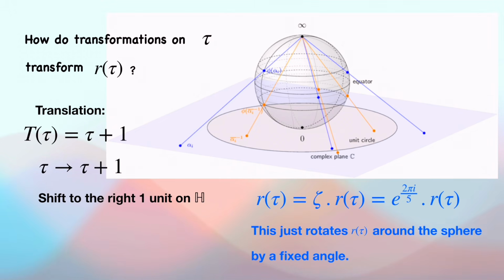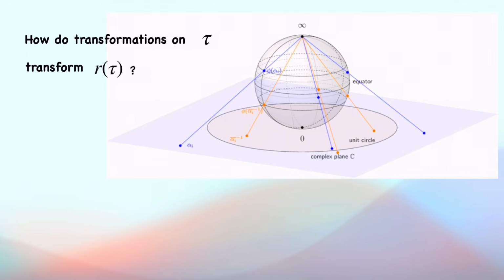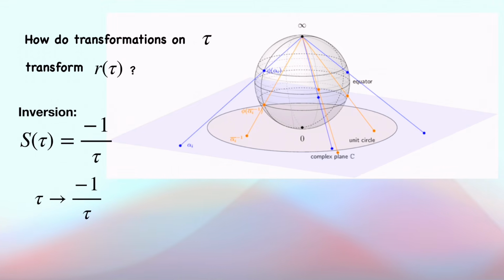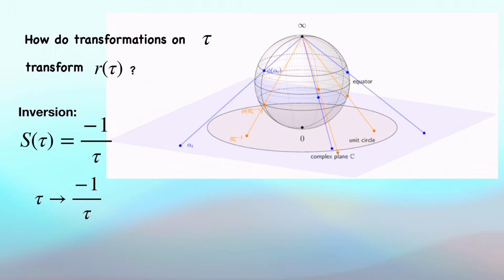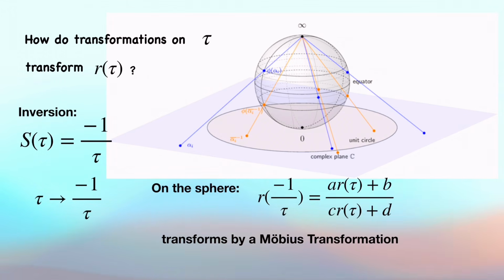First, through translation, we know that it rotates r of tau around the sphere by a fixed angle, given by a root of unity, a fifth root of unity. And inversion, well, that's an interesting one, performs an inversion of the unit circle plus a reflection. So under this inversion, points near infinity move towards the origin and vice versa. In other words, it swaps infinity with 0. So on the sphere, inversion creates a Mobius map of the function r of tau.